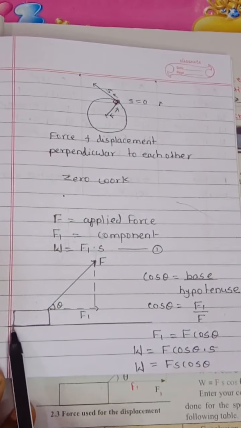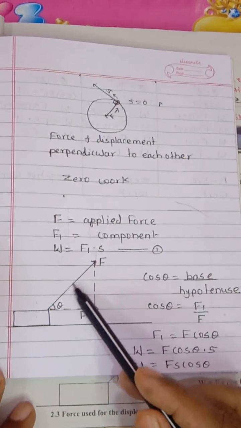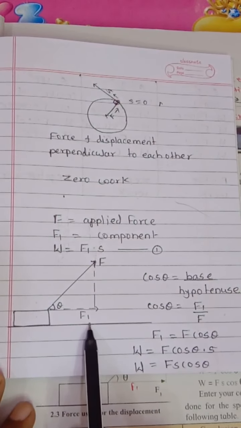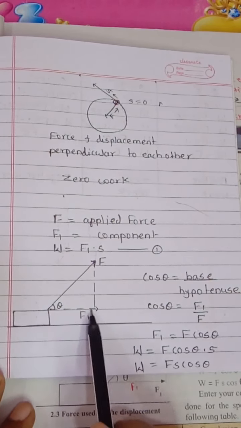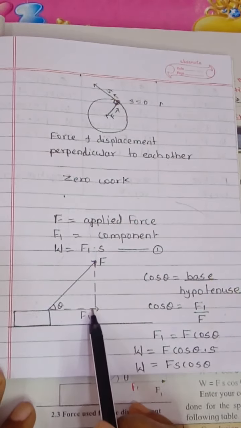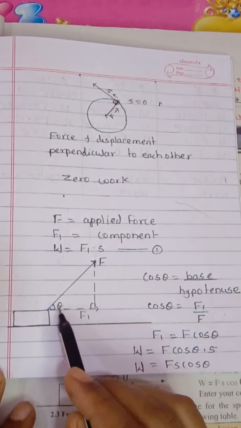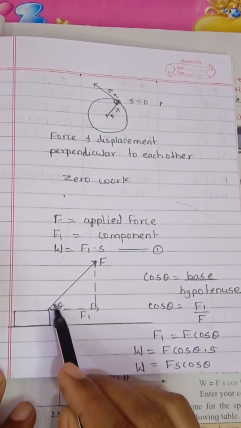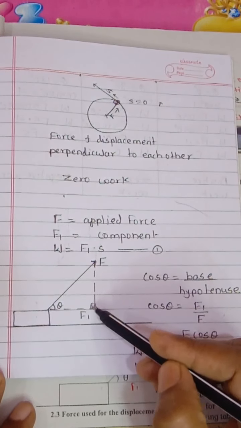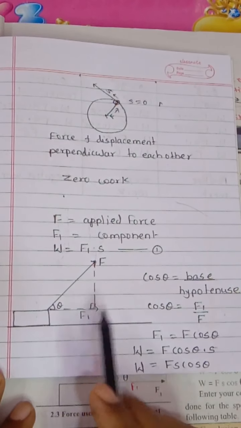This is a component, meaning the toy, and this is a string, and force is applied from this direction and displacement is in this direction. When we join these 2 points, then we give a right angle, and here this string makes an angle, that angle is theta. This is a right angle triangle. F is the hypotenuse, F1 is the base.